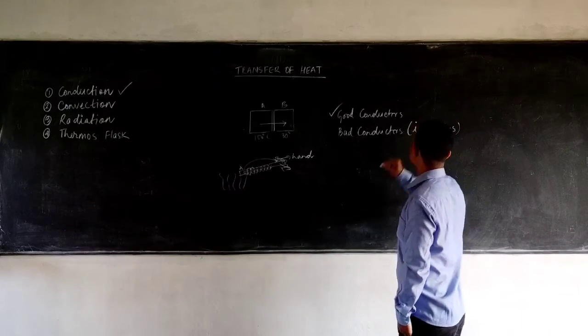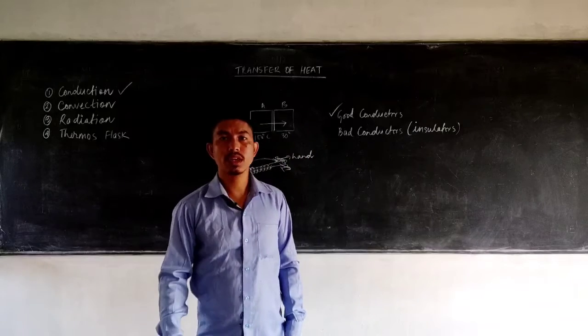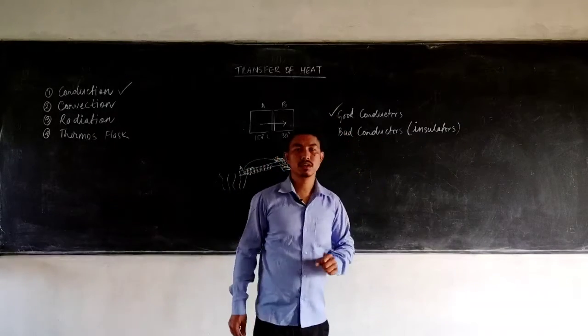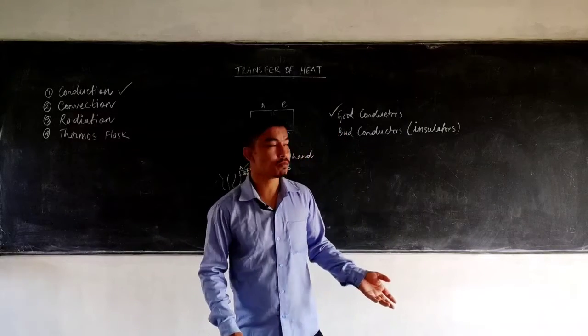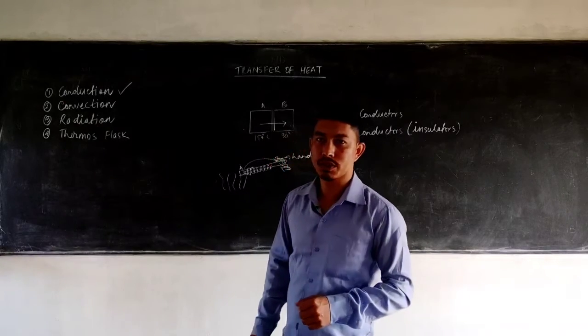So the insulators are those objects or materials which do not allow the heat to pass through them. So the good conductor and the bad conductor, you must know the basic difference between these two. The good conductor allows the heat to pass through them, whereas the bad conductor does not allow the heat to pass through them.